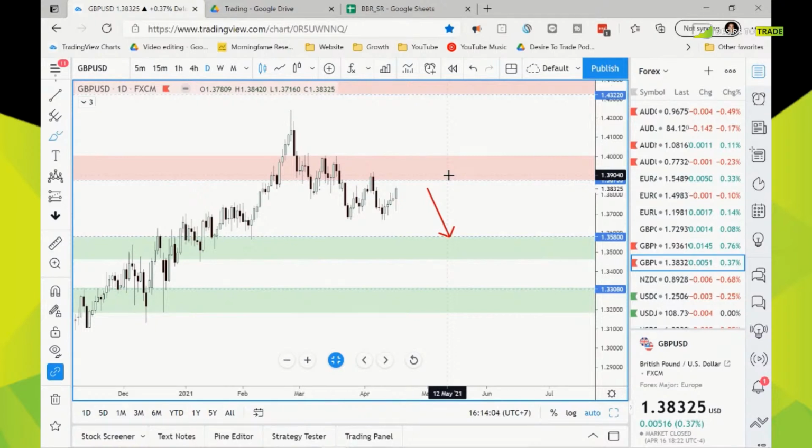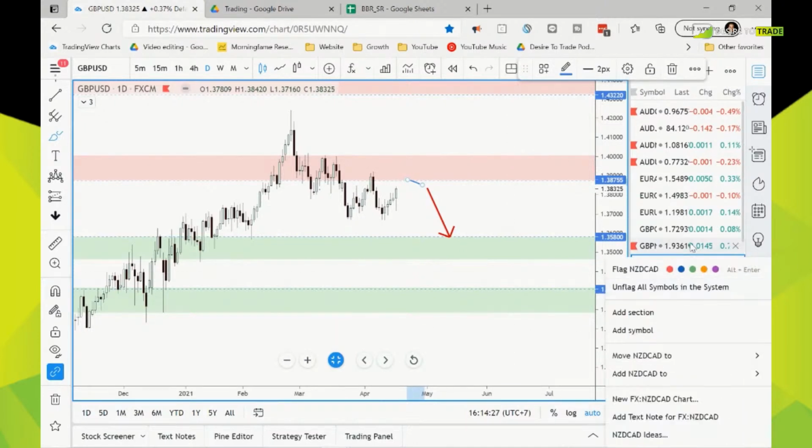Perfect. Awesome. So that being said, now we have this right here reaching the resistance area at 1.39 or so. Expecting the price to go back down. It could also reach this zone over here, the support, and go back up. Both ways are possible. And yeah, so that's what we look at for this pair.